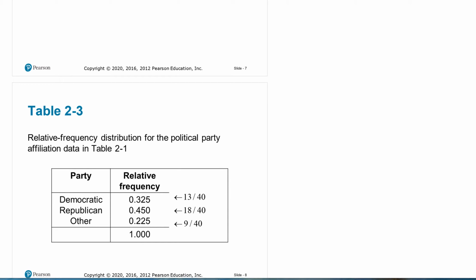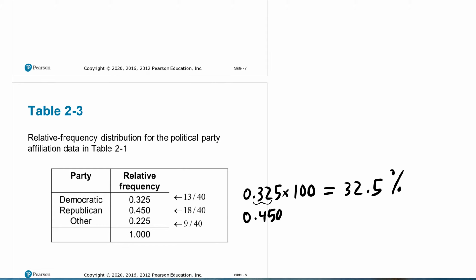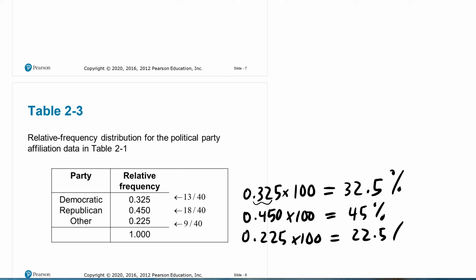To do so, we take these percents. The first one is 0.325, the decimal, and we convert to percent by multiplying by 100. So you move the decimal point to the right 2 steps: 32.5%. The next one, 0.450 times 100, that's 45%. The next one is 0.225 times 100, that's 22.5%. If you add them up, that should give us 100%. We're going to use these percents to construct what we call a pie chart.